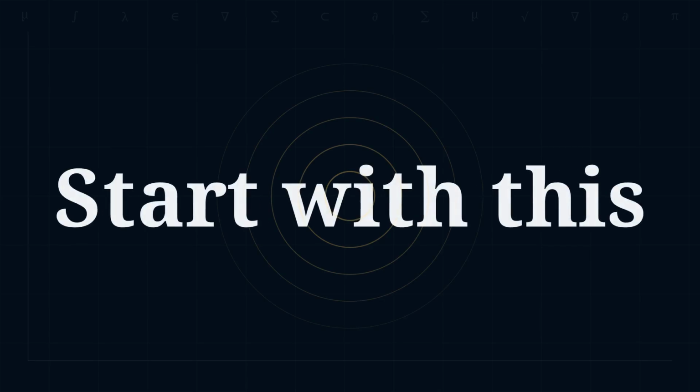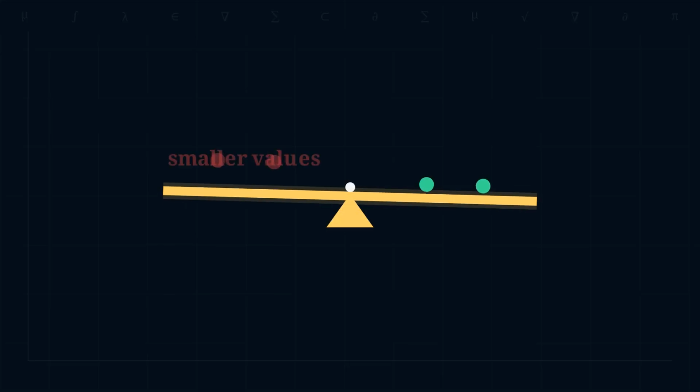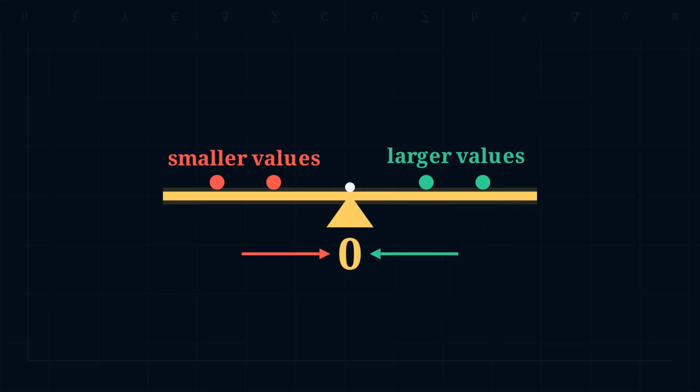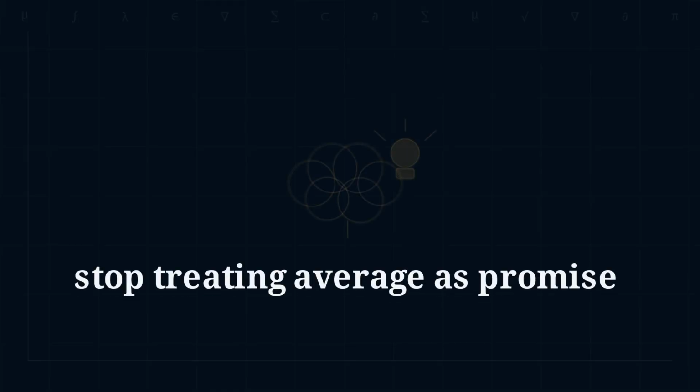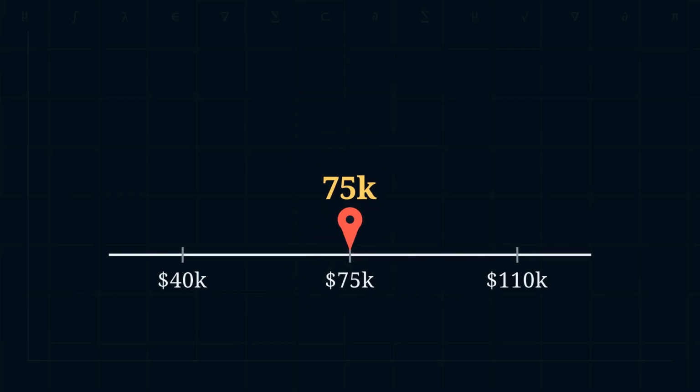Start with this. An average is a location, not a guarantee. It is the balancing point of your data on a line, the place where the pulls from the smaller and larger values cancel out. If you only remember that, you will stop treating an average like a promise and start treating it like a coordinate in a landscape.